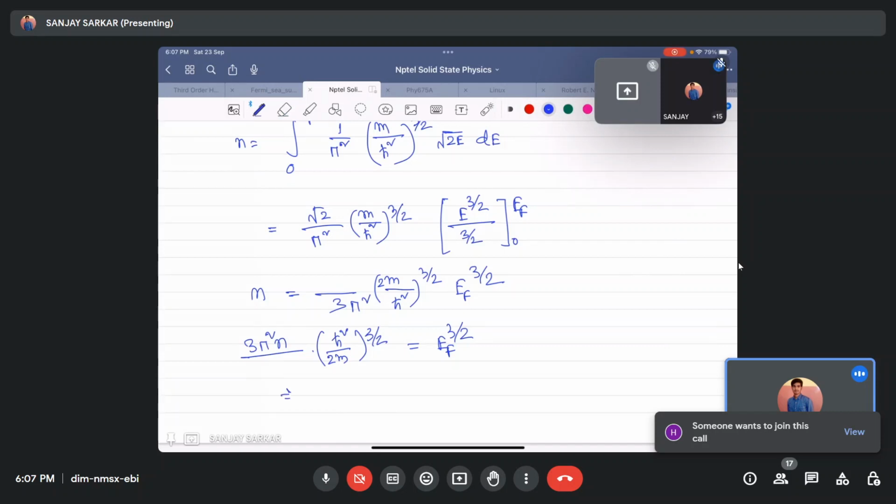which implies that EF equal to h bar square by 2m into 3 pi square n to the power 2 by 3. So what I did is I powered it by 2 by 3 on both sides. So you will get EF equal to h bar square by 2m into (3 pi square n) to the power 2 by 3. So this relation we will use to solve the next question.